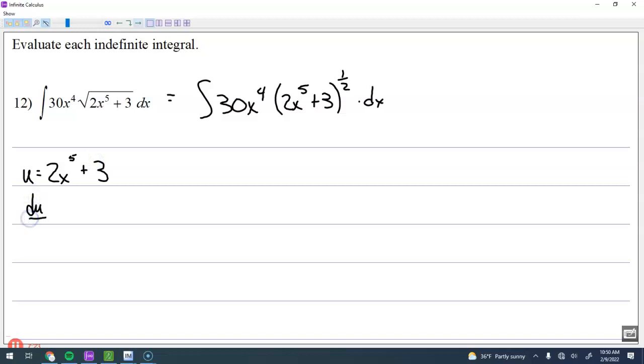So there's a real step. I kind of skipped this step. What's really happening is here, you're saying the derivative of u with respect to x is 10x to the 4th. Which means if I multiply both sides by dx, I get this.